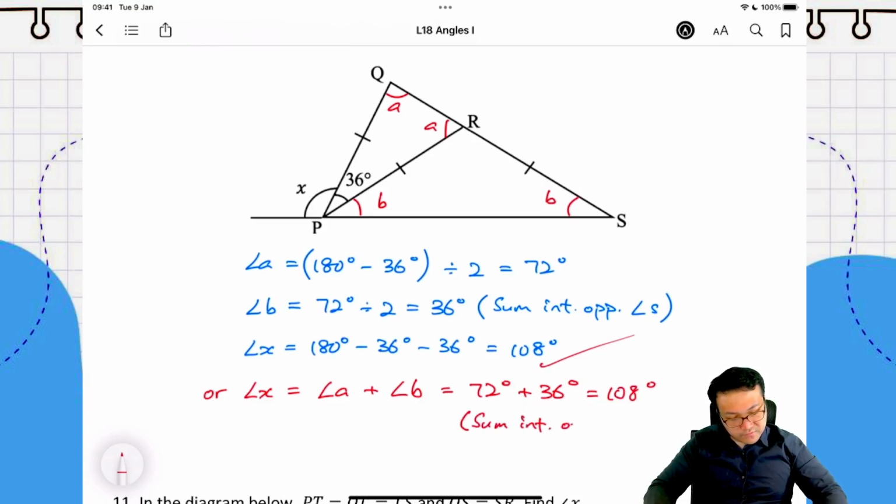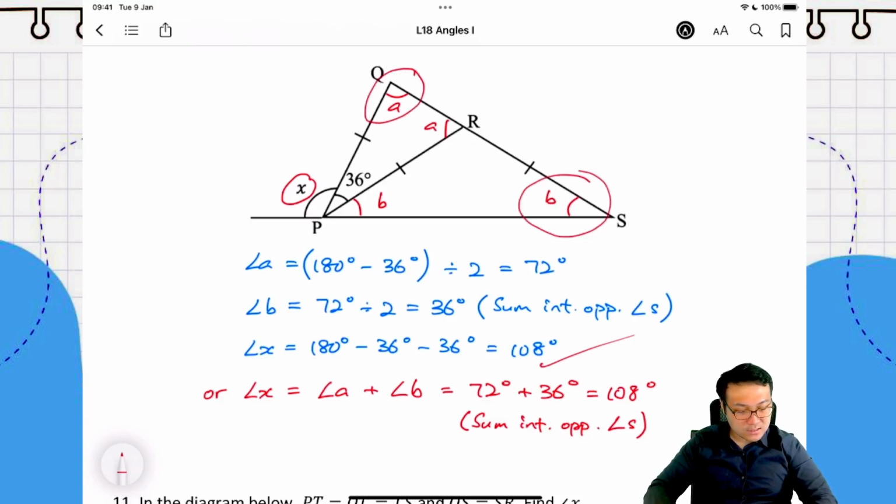Same favorite rule. Our favorite rule also. Because angle x is an exterior angle, right? Then you take this plus this. That's it. So there's actually quite a few ways to do it.